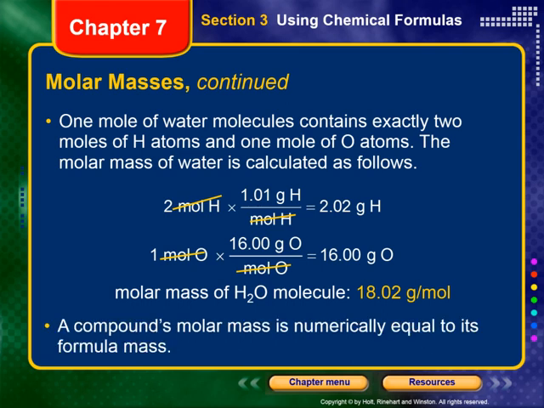Did you notice that a compound's molar mass is numerically equal to its formula mass? Yes, 1 molecule of water has a molecular mass of 18.02 AMU. But a mole of water has a mass of 18.02 grams. I'm hoping you see the difference in units and can conceptualize that difference.